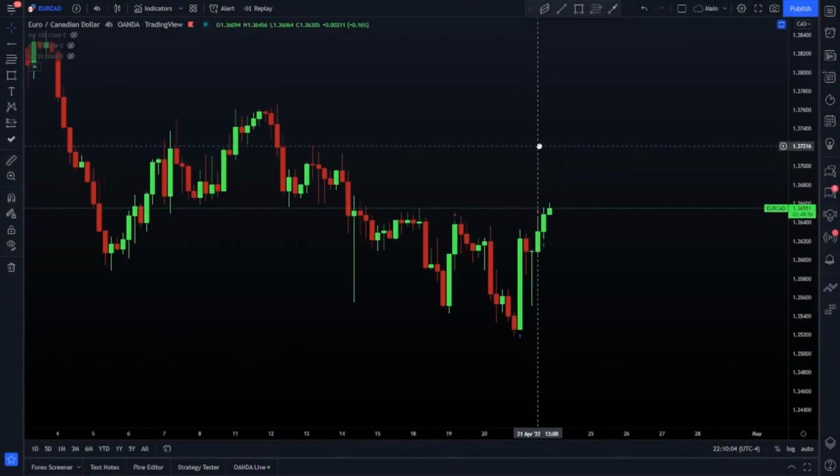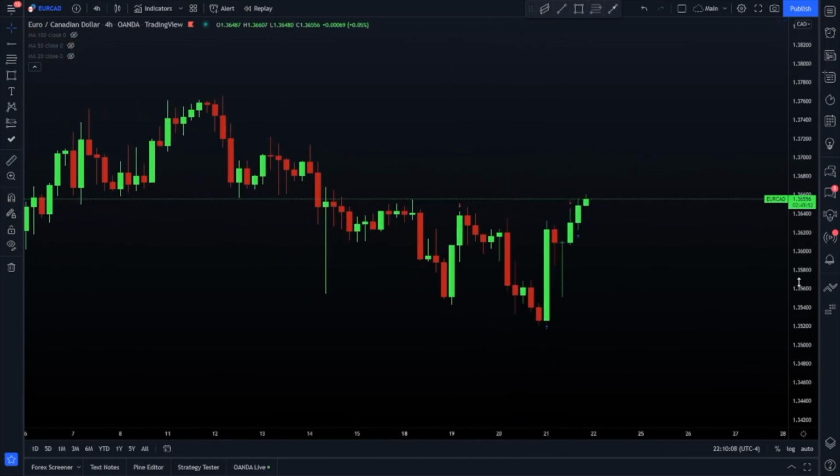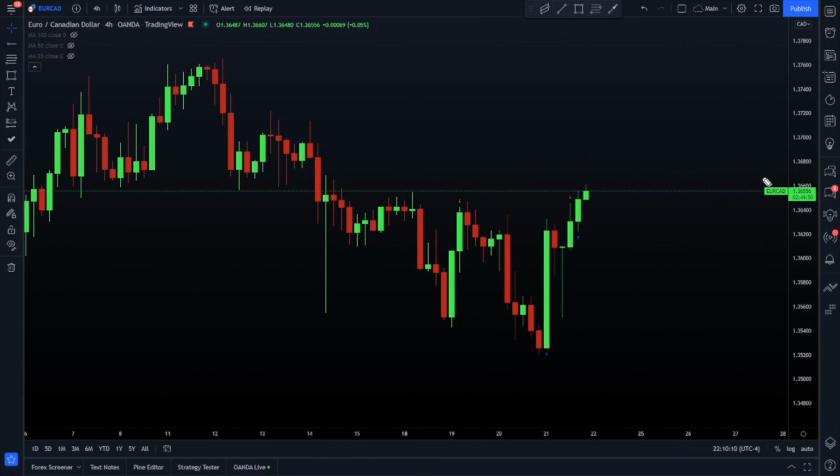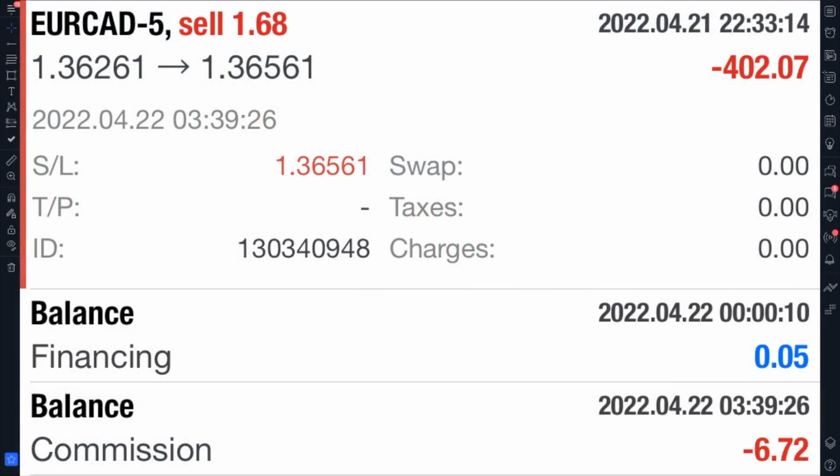All right, guys, I am all out of the Euro CAD trade here. A couple hours later, you can see we did not get the rollover effect that I was looking for at this area. You can kind of see we actually continued higher, and I stopped out on this candle. So I'm out of the trade, took a $400 loss. So we can pop it up on the screen now. You can see I lost $400.